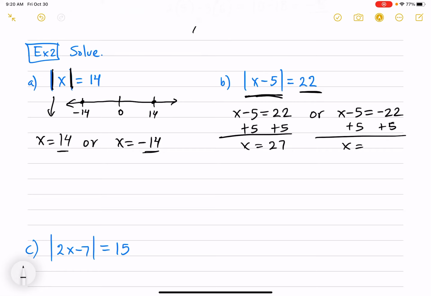The other answer is not negative 27. Please note that. It's negative 22 plus 5, which makes negative 17. And so here are the two answers.